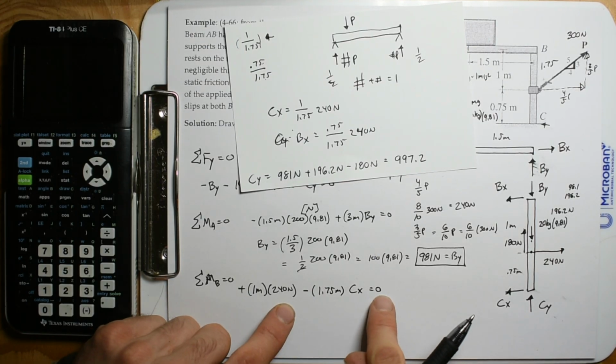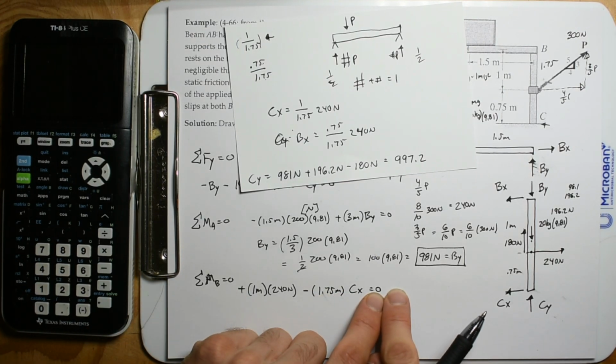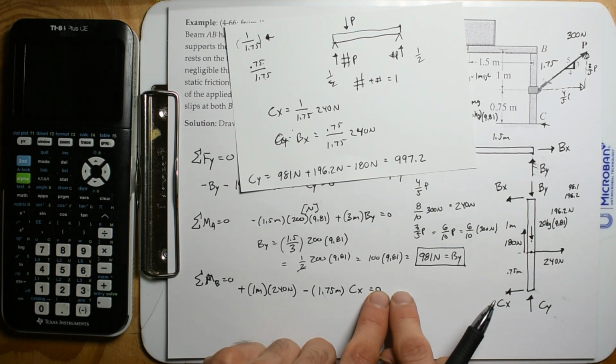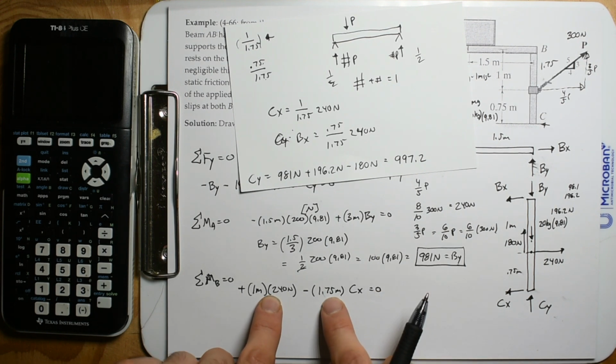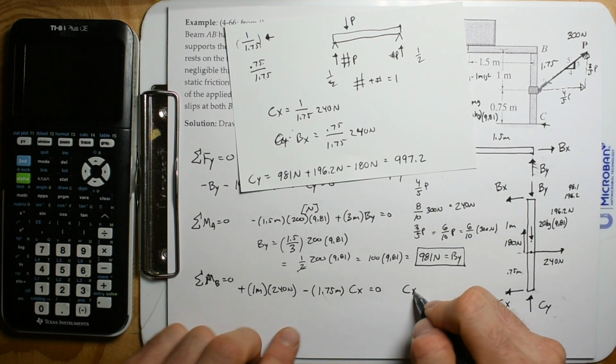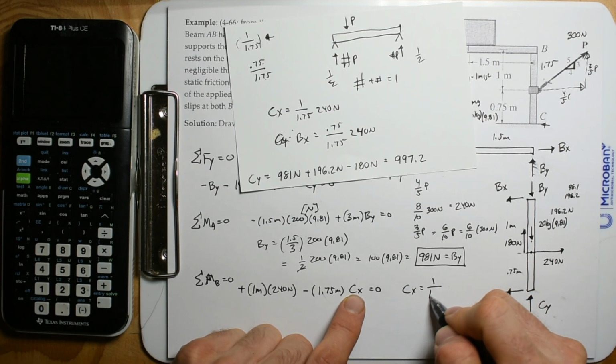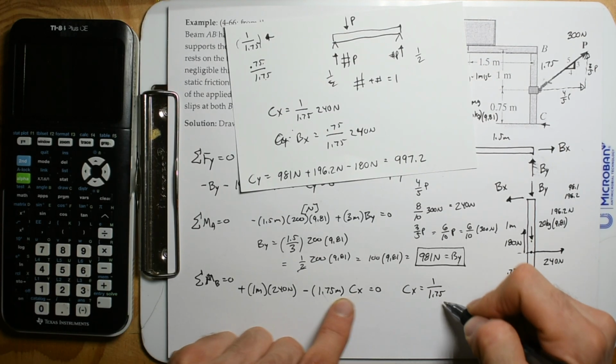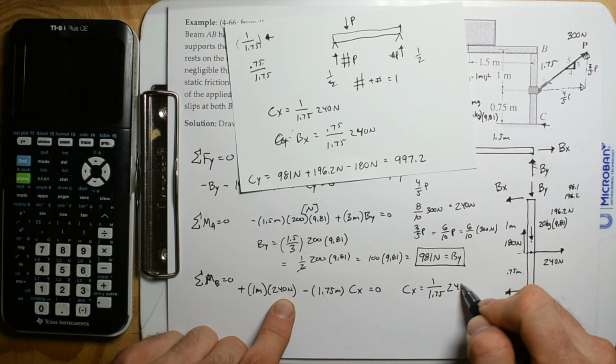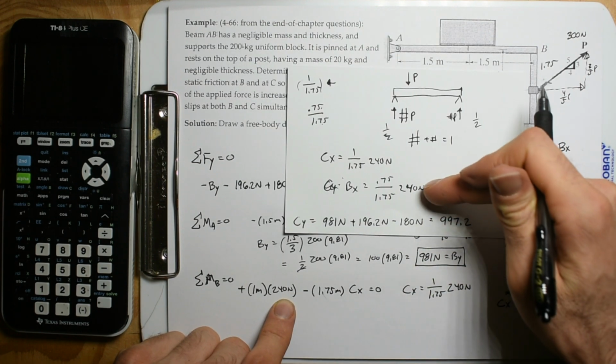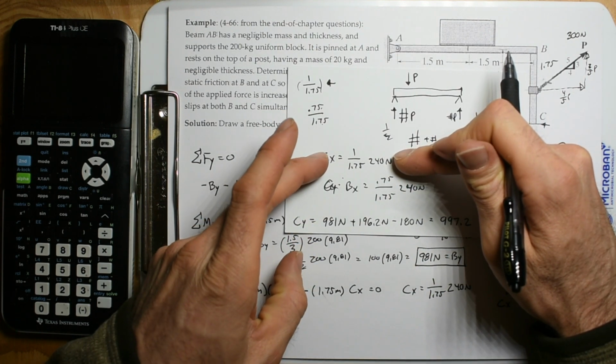The sum of the moments has to equal 0. Let's get this to the other side, and then we have CX, and then we're going to divide this by 1.75. And you can just see that CX is 1 divided by 1.75, meters cancel as units, times 240 newtons. And that's what we had right here.